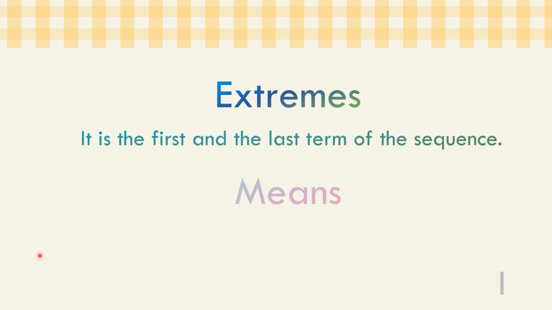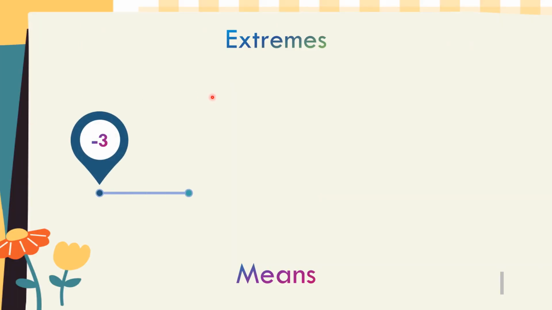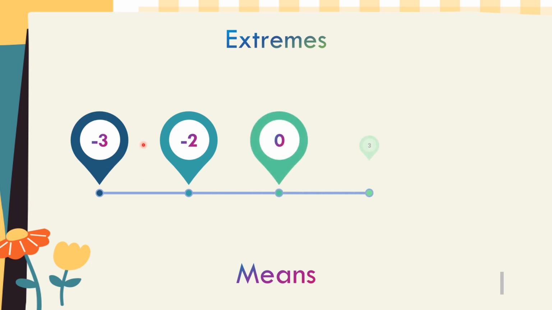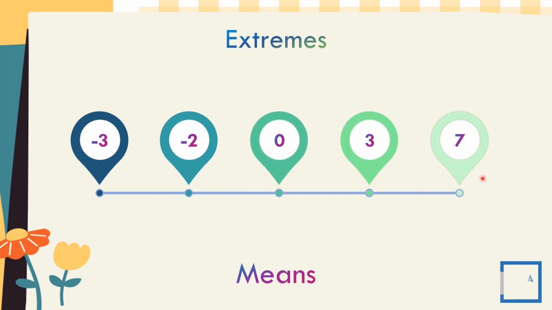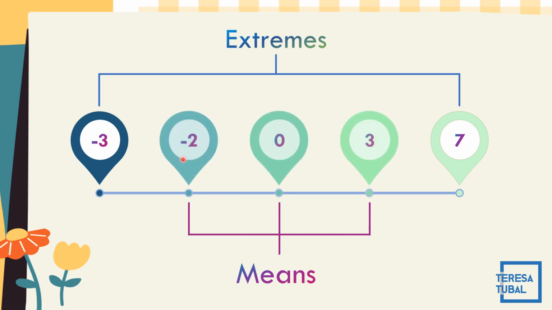So let us discuss about the extremes and the means. Extremes, it is the first and the last terms of the sequence. While the means, the terms between the first and last term. So the first term, that is -3, and then the last term, that is +7. So it means this is the extremes. The means, that is in the in-between, yung nasa gitna. So these are the means. So that is -2, 0, and +3.